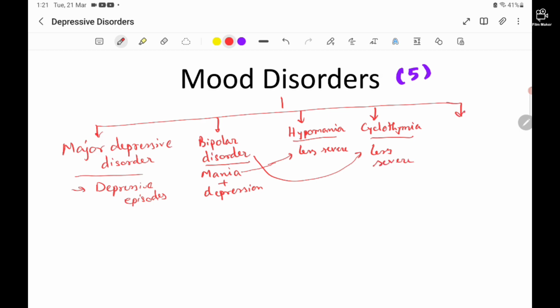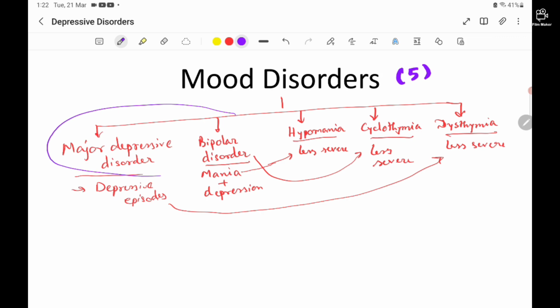And the last one is dysthymia, which is again a less severe and chronic form of major depressive disorder. So basically, primarily, if we see the main diseases, we have these two: major depressive disorder and bipolar disorder. The others are classified separately due to variability in intensity and severity.